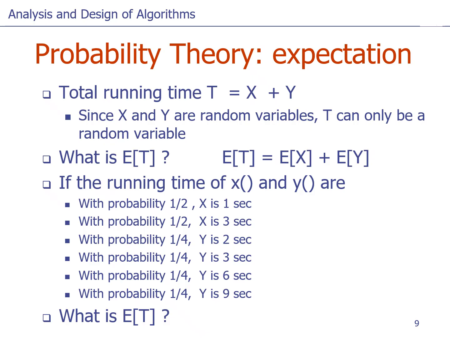Okay? So I can compute the expected value of y, which is 9 multiplied by a quarter, plus 6 multiplied by a quarter, plus 3 multiplied by a quarter, plus 2 multiplied by a quarter. I'll get some number, and that's the expected value of y, which is the average time it's going to take a run of the method y if we keep invoking it for a very long period of time. Okay, we're going to do the same. We already did that with expected value of x.